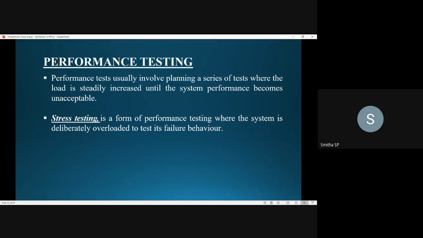So performance testing consists of a series of tests in which the load of the system is increased until the performance of the system becomes unacceptable. This is done using stress testing, where it checks the exact point at which the performance of the system actually becomes a failure. That is called performance testing.